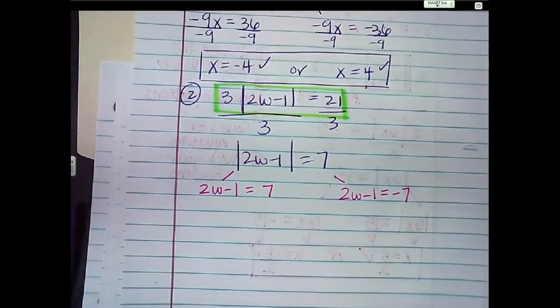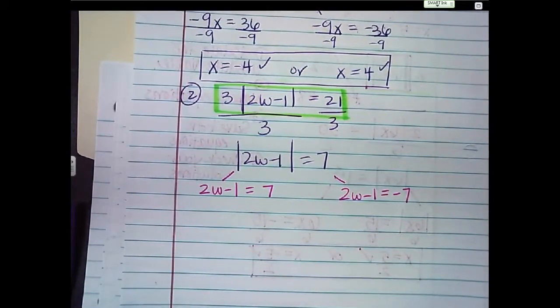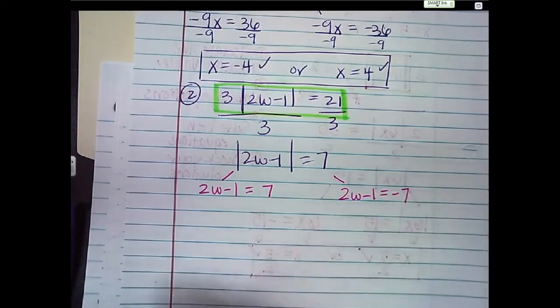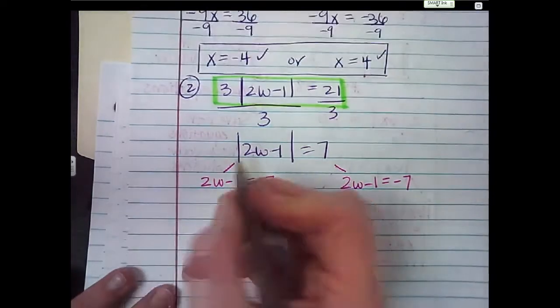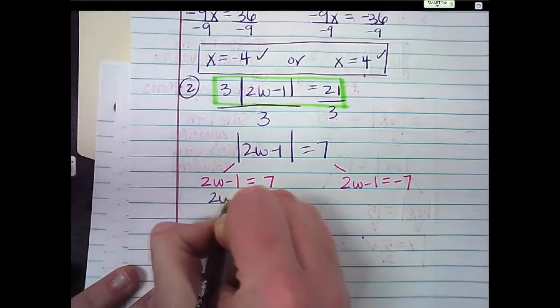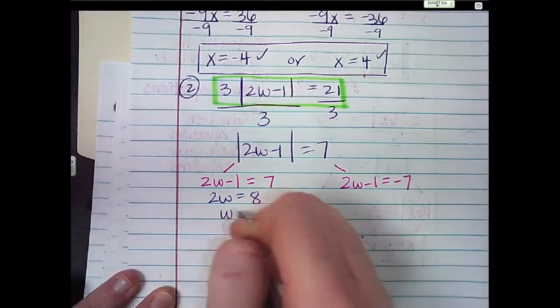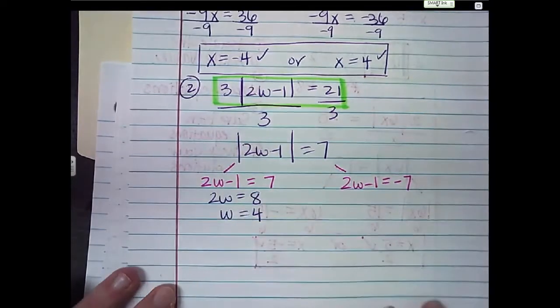And now you can solve for the W. Once everything inside the bars is by itself, then you split it up. Don't try to solve for anything until you have split it up, because else it messes up your second answer. Your first answer could be right, but your second one won't. So I'm going to add 1, which is 8, divide by 2, which is 4.